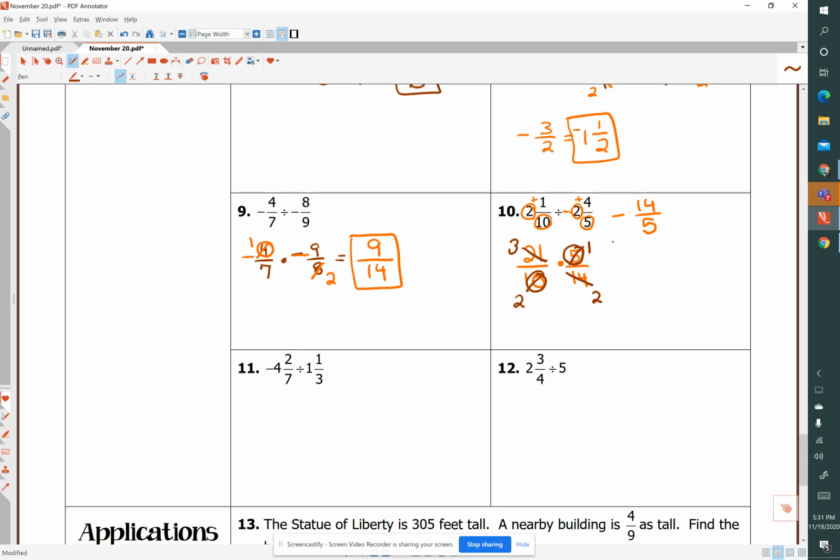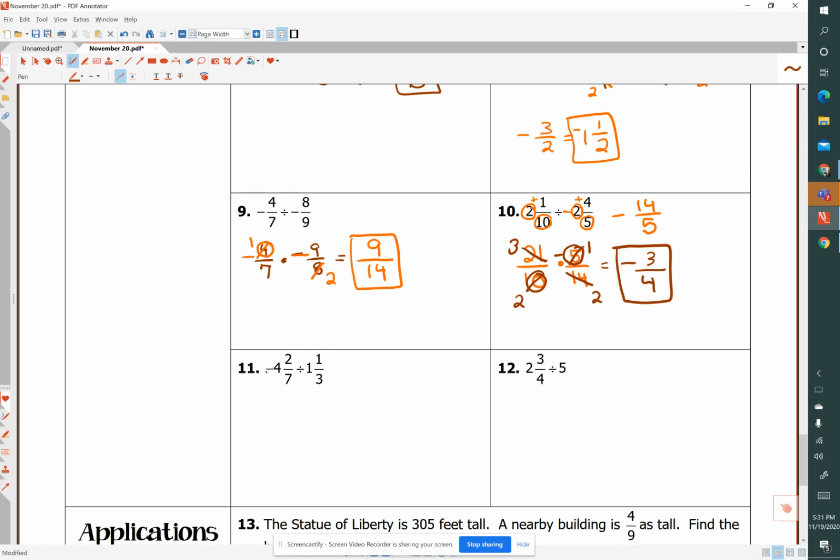Don't forget, we have a negative on the right side fraction. So we're doing positive times a negative, so our answer will be negative. 3 times 1 is 3. 2 times 2 is 4. I almost wrote 2. 2 times 2 is 4. And that's the final answer. We don't need to simplify that any further.